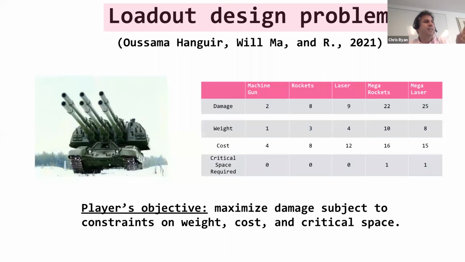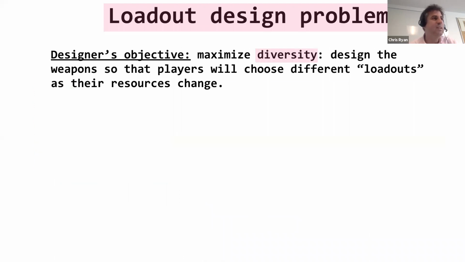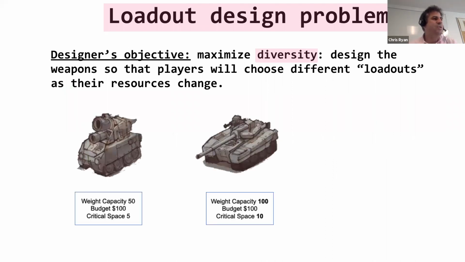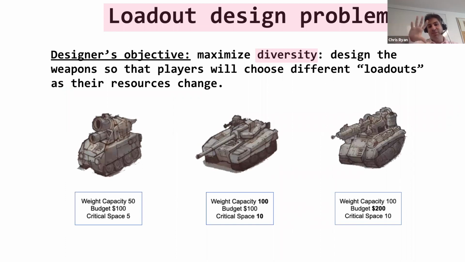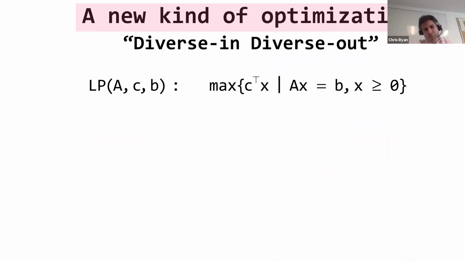Because if you go back here, if nobody ever chooses a laser, then I wasted my effort designing the laser. Okay, so I wouldn't like that. I would like it that at some point in time, the laser is a good weapon for the player to use. Okay, so that's what we're looking for. As the resources evolve, the strategy changes. Now, when we thought about that, it actually gives rise to an interesting optimization theory question. And the paper we did was motivated by games, but there was a lot of development of optimization theory in the paper as well. And the basic idea of this optimization is that I want what we call diverse in, diverse out.